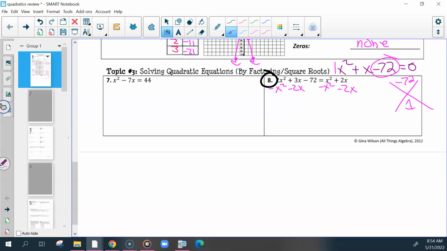2 and 7. 9 and negative 8. So because this is a basic trinomial where a equals 1, you can go straight into your factors. x plus 9, sorry, and x minus 8 equals 0. Then you're going to set both factors equal to 0 and solve.